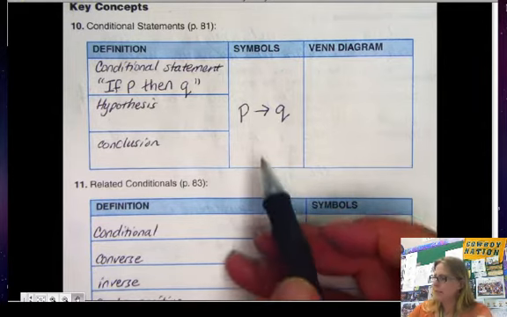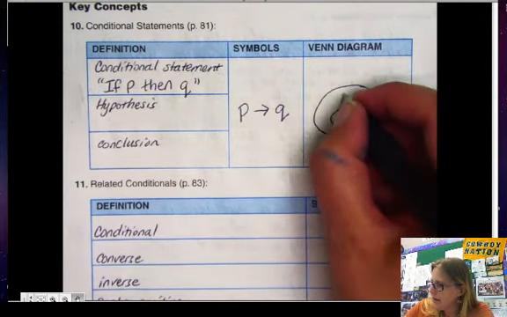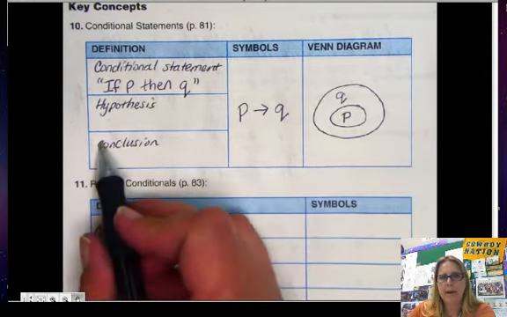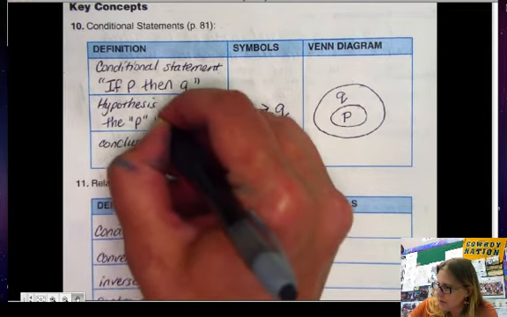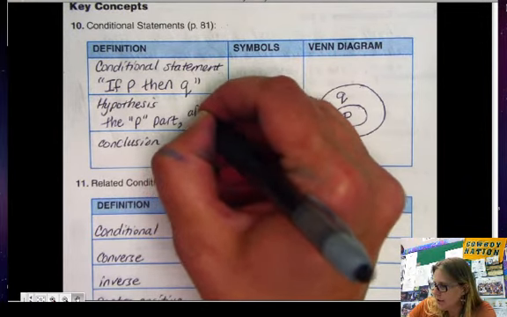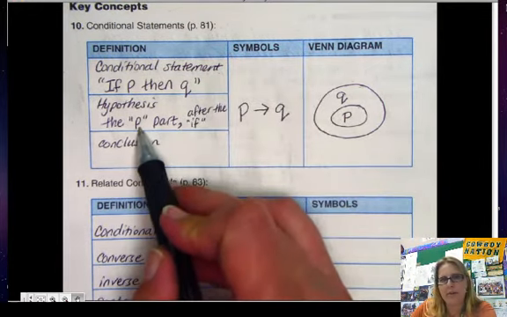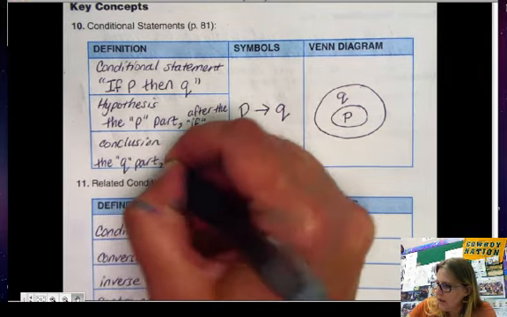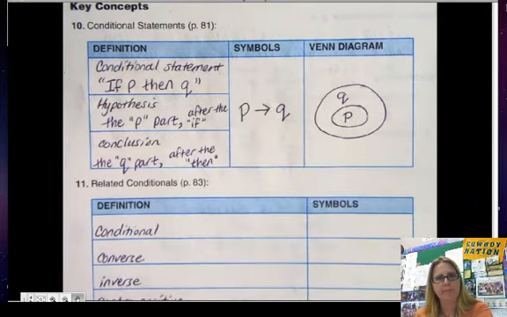And if I was to draw a Venn diagram about this, I would have a Venn diagram that looked like this, where I would have P here and I would have Q out here. So if P happens, then Q is always going to happen. The hypothesis is the P part, and it's usually followed by the word if. So if P, that's my hypothesis. The conclusion is the Q part, and it's usually after the then. Okay? So that's my conditional statement.